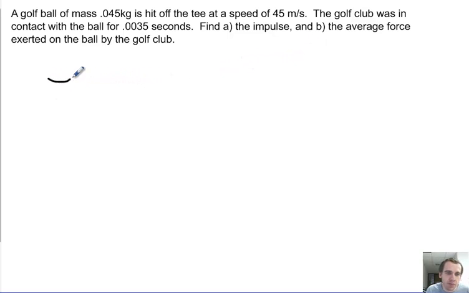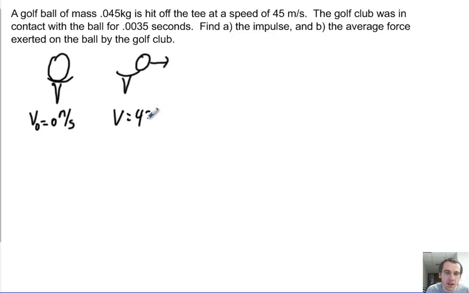I like to start things with a picture, so here's my golf ball sitting on a golf tee. This is my initial picture because nothing has happened yet. So I have an initial velocity of 0 meters per second because my ball's at rest. Now a little while later, here's my picture. The ball is now moving this way. It has a velocity, and its velocity is 45 meters per second. So it's just coming off the tee. Of course, it's coming off the tee because a golf club, bam, hit it.